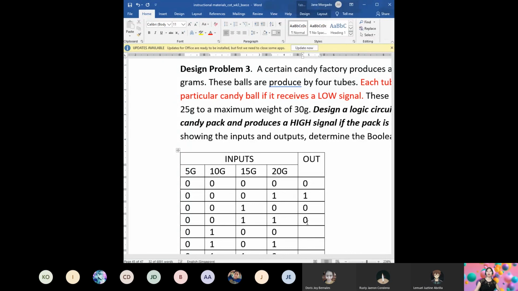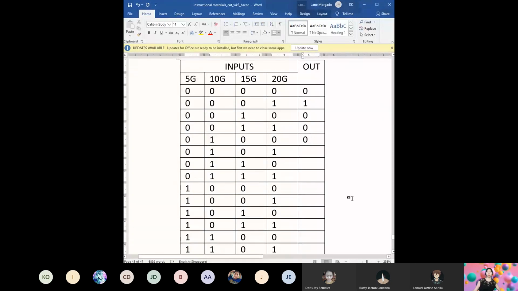How about this? 0, 1, 0, 0. What is the total weight? 40 grams, po. 40 grams, is it within the range? No, ma'am. Okay, so therefore the output is 0. Still 0. How about this one? What is our total weight? 20. So the output would be? Is it within the range? 0. Okay, still 0.